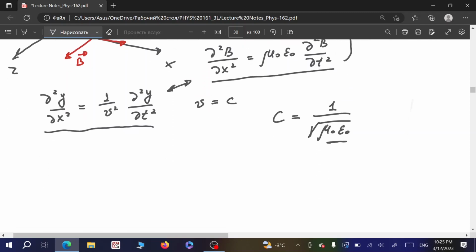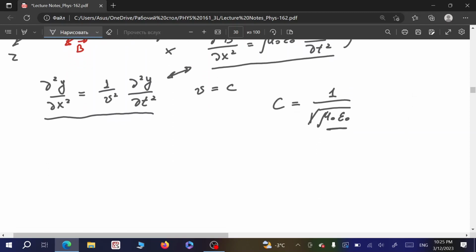So if we substitute here the magnitudes of mu naught and epsilon naught, we will get for the speed of electromagnetic wave 2.99792 times 10 to the power of 8 meters per second. So this is the fundamental constant, the speed of electromagnetic wave in free space.